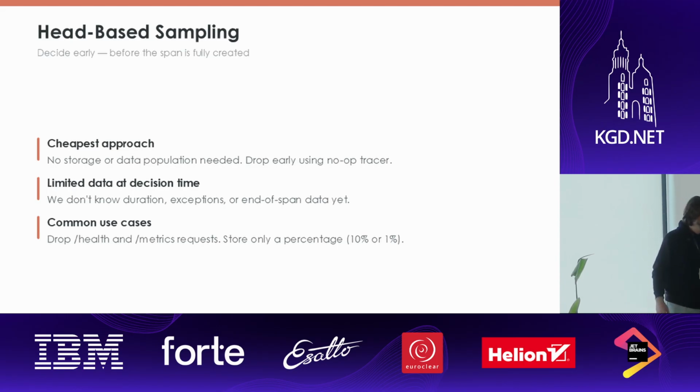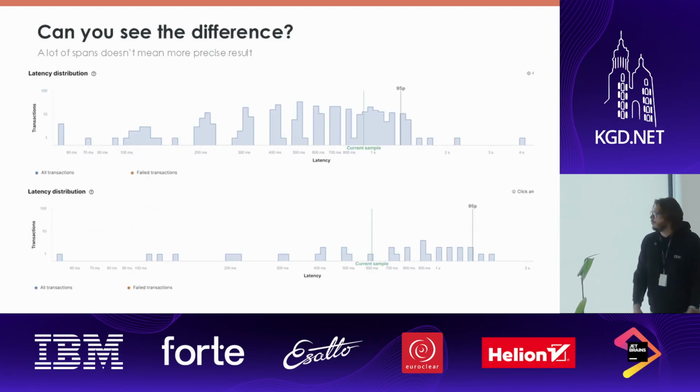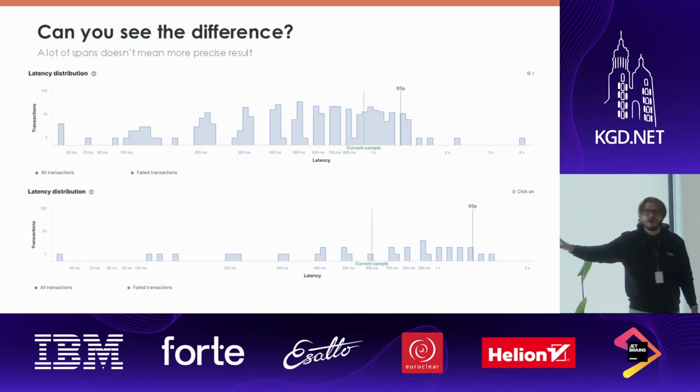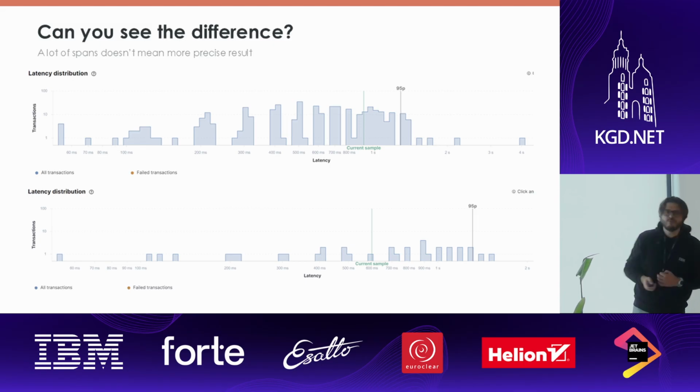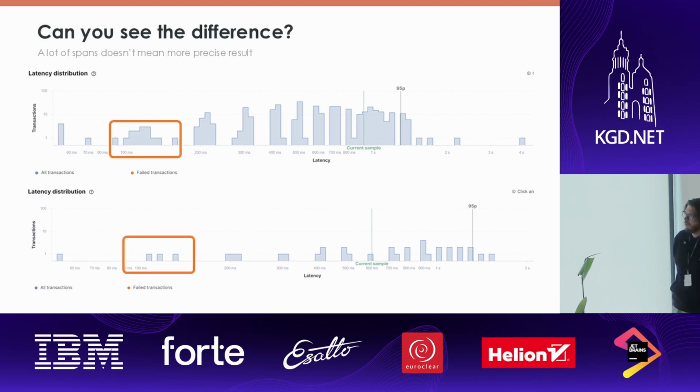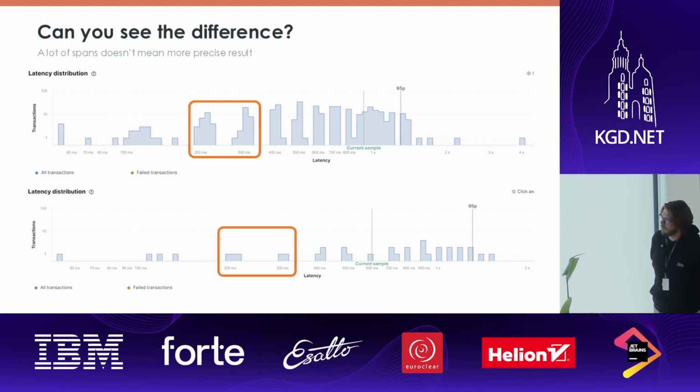And let's take a look at these two slides. I created them a couple of years ago, but they are still relevant. Here, you see the latency distribution for the same service in the same environment, totally the same services, but with different sampling settings. At first look, it looks different, right? But let's take a look at the 100 milliseconds part. I see some patterns here. I don't know about you. Or, for example, here. Can you see something similar?